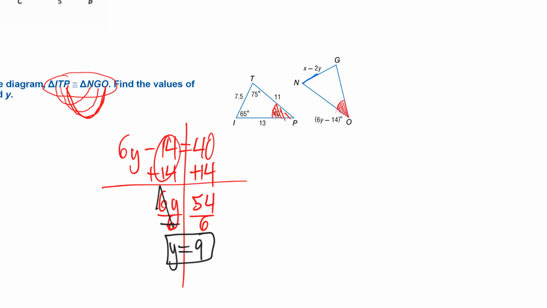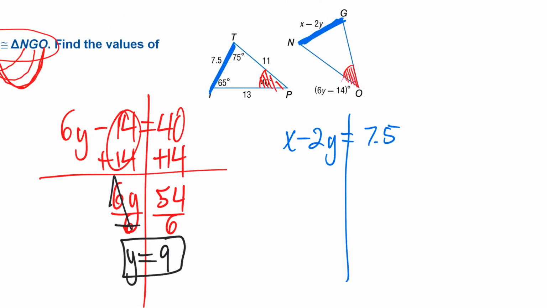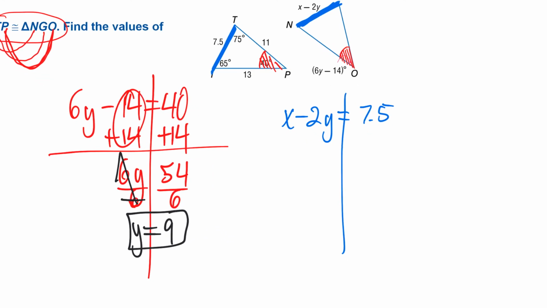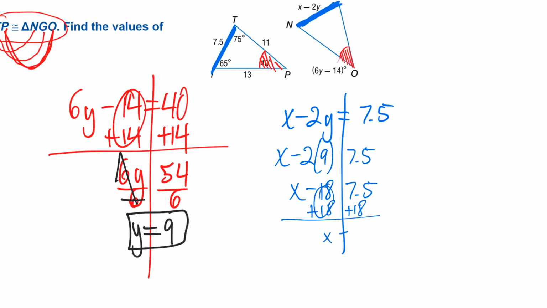All right, now X is right over here on this side, NG. So what side matches up to NG? TI. Is to this one, IT right here. So I would do X minus 2Y equals 7.5. There's a little problem there. There's two variables there, but actually I know what Y is. I just found it down there. What does Y equal? 9. So it's X minus 2 times 9 equals 7.5. So that would be X minus 18 equals 7.5. Add 18, this zeroes out, and X equals 25.5.